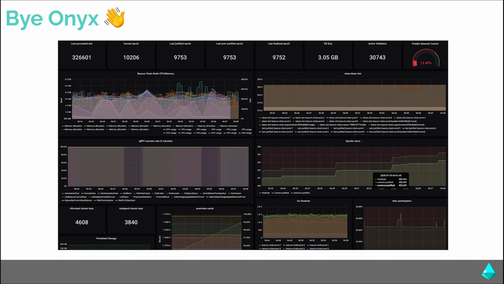So Onyx, now this is the last screenshot that I took for Onyx before we sunset. And as you can see, since Prysmatic Labs only run about 10% of the network, it already had problem with finality, right? So it was about 500 epochs since finality. That's about 2 days worth of no finality. And even with that, the node was still quite stable. It was still like 2.5 gigabytes of RAM, and then CPU is fairly under constraint. And there's no gRPC error. So we're quite happy to see that.